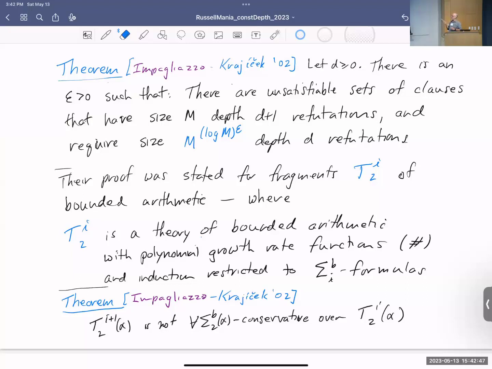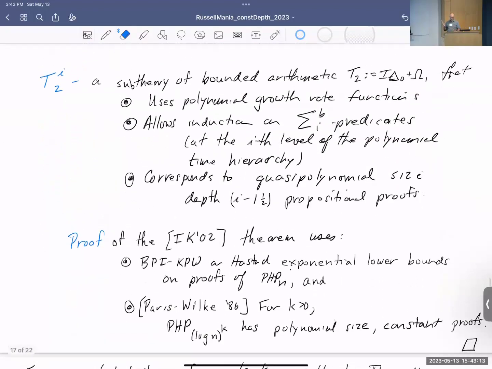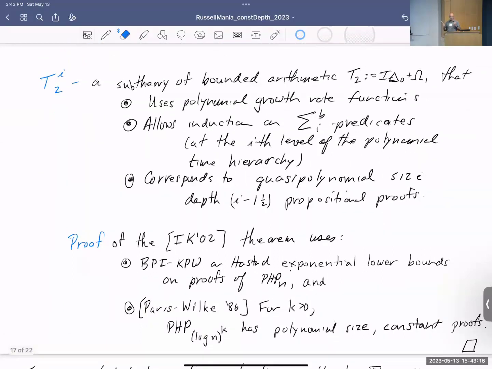It is stated for fragments T_2^i of bounded arithmetic, and T_2^i is like I delta naught, but first of all, we've got the omega 1 thing, the smash function, which gives us polynomial growth rate. And secondly, we restrict induction to formulas from the ith level of the hierarchy. And now the Paris-Wilkie theorem applies to T_2^i. The Paris-Wilkie theorem applies to T_2^i, but gives you depth i minus 1.5 propositional proofs. Let me come back to that in a moment.